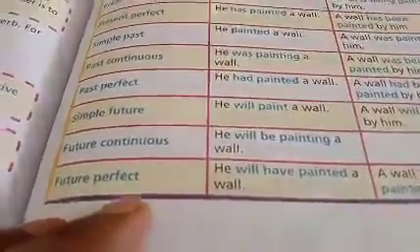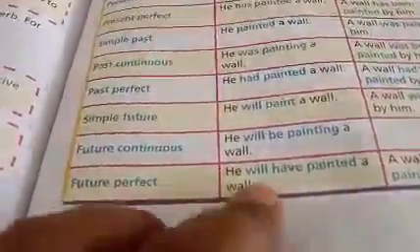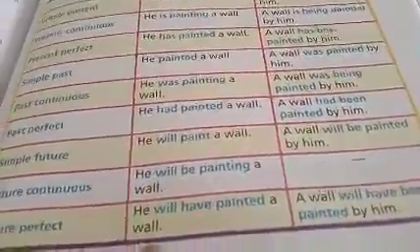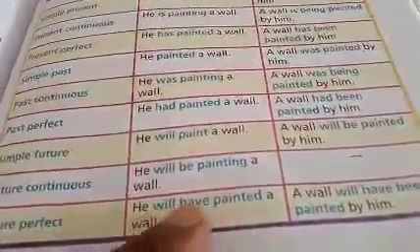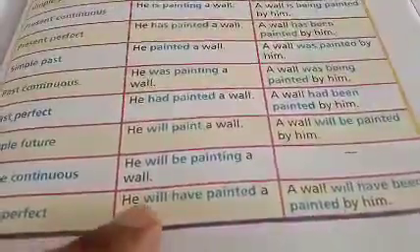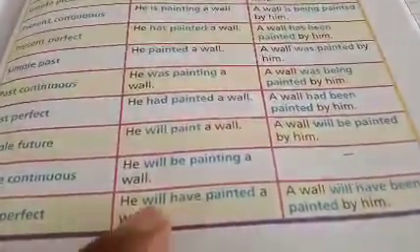Now future perfect tense. In future perfect tense, you see here an example: he will have painted a wall. In future perfect tense, the helping verb is will have and shall have. Here with he, will have has been used.